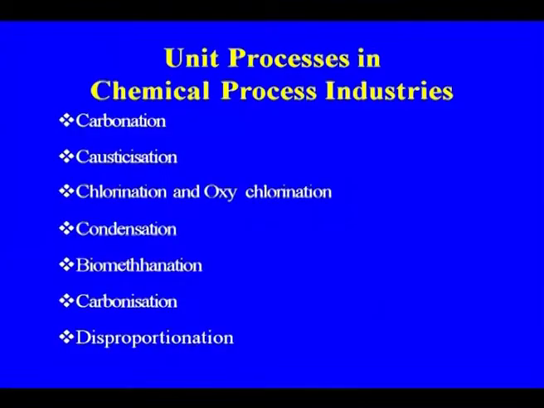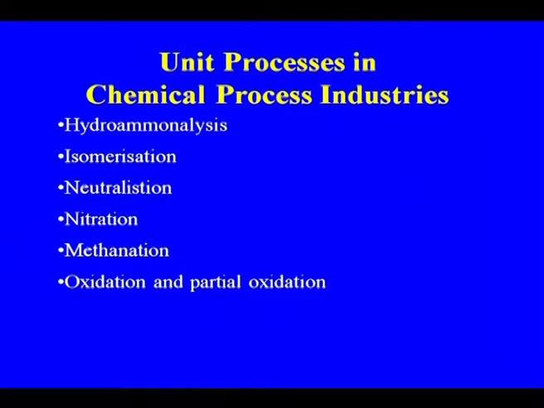Earlier, in the manufacture of vinyl chloride, we used chlorination. Now we are using oxychlorination. Then condensation, biomethanation, carbonization, which is very important in coal carbonization and biomass carbonization, and disproportionation, which is important when converting toluene to the more value-added products xylene and benzene. Hydrolysis, and isomerization, which plays a very important role in the refinery for improving the octane number of low octane naphtha. Similarly, isomerization of meta-xylene to para-xylene is done in para-xylene manufacture. Then neutralization, nitration, methanation, oxidation and partial oxidation.